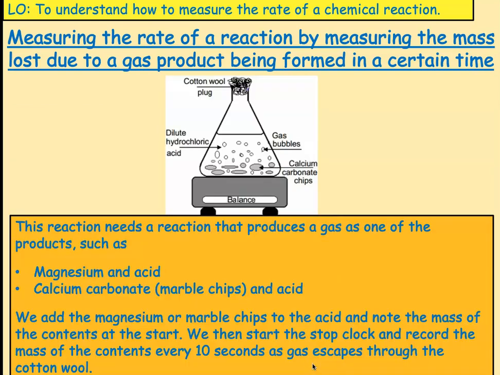Okay, so this reaction again needs a reaction that produces a gas. So we use the same sort of reactions as we used in the last one, magnesium and acid or calcium carbonate and acid. So we're going to add the magnesium or marble chips to the acid, note the mass at the beginning, and then we're going to take the mass every 10 seconds as the gas escapes through the cotton wool.